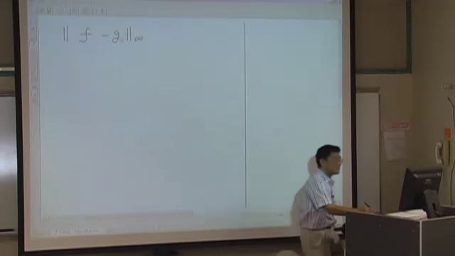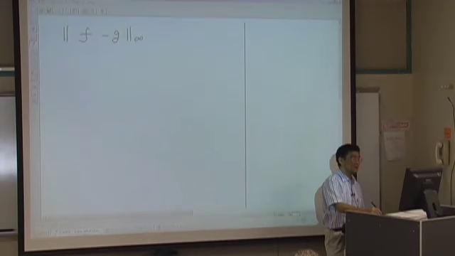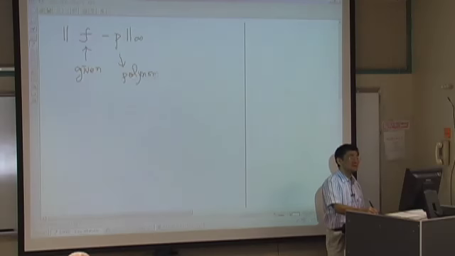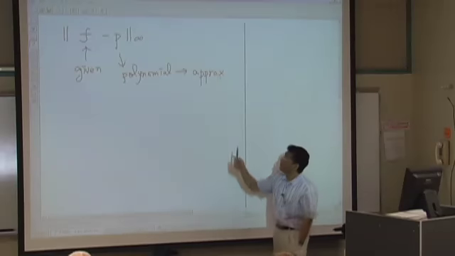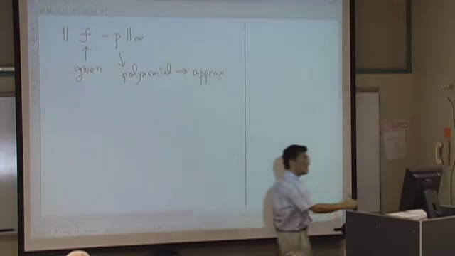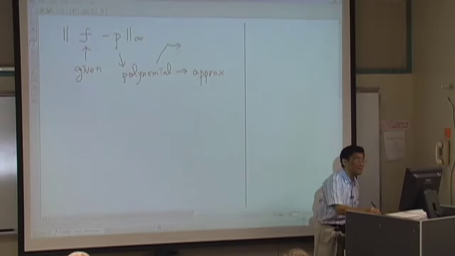Then for this kind of approximation, assume that a function is given, and now instead of g, I will use a polynomial. In other words, this is the function given by the problem, and this is the polynomial that we find, right? Then it's an approximation. If we minimize this kind of distance, then we call this polynomial the minimax approximation.